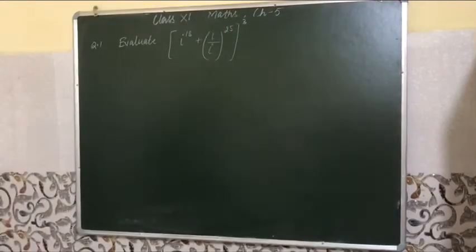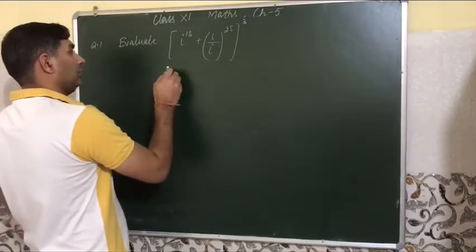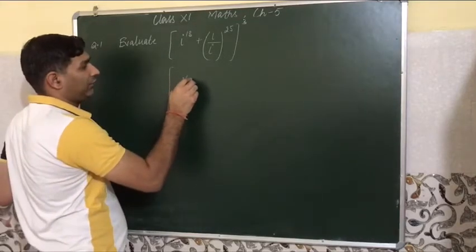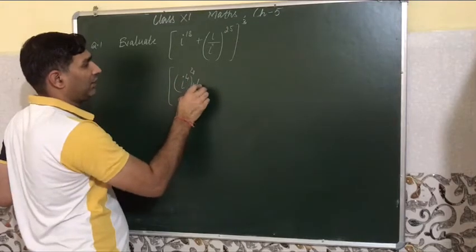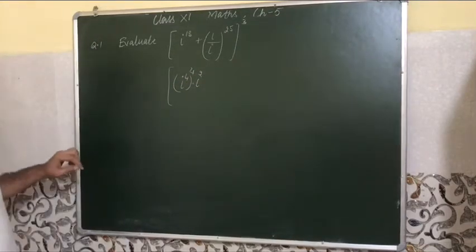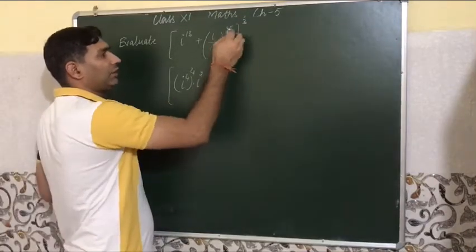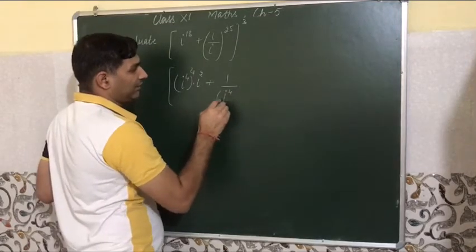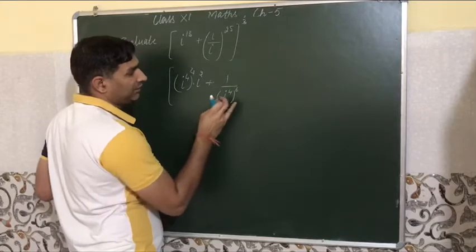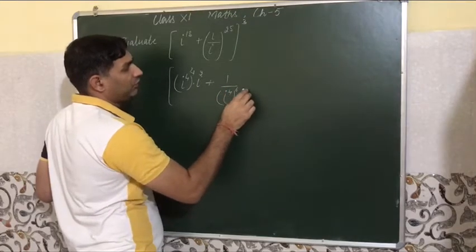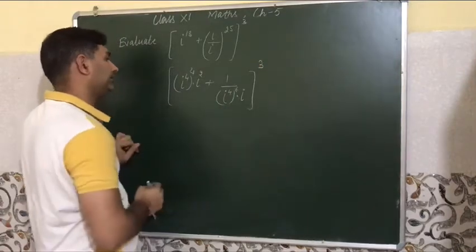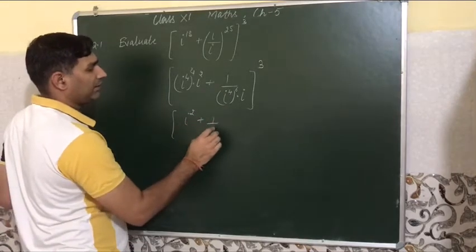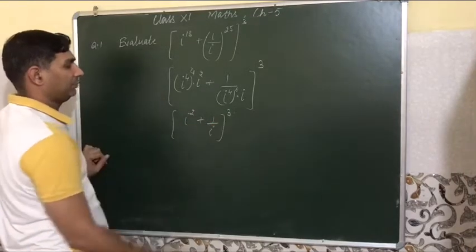And then solve this question. Iota raised to power 18: iota power 4 raised to power 4 is 16, into iota square. The power 25 is 24 into iota, where iota to the power 4 raised to power 6 is 1, so this value is 1. And the question becomes iota square plus 1 by iota, whole cube.